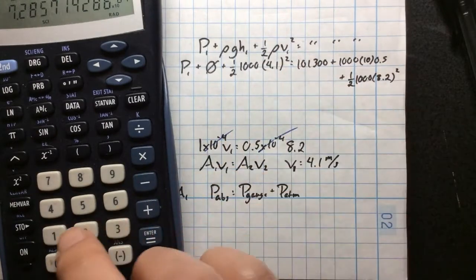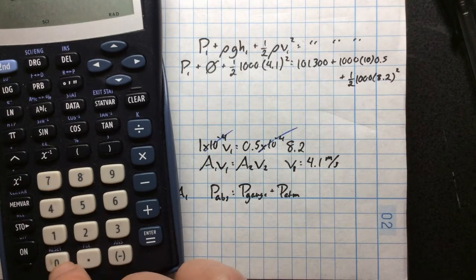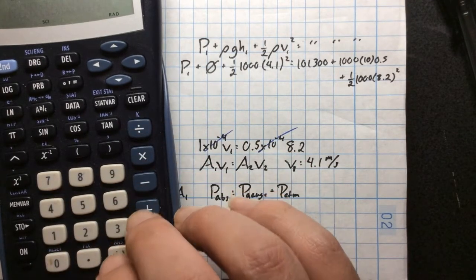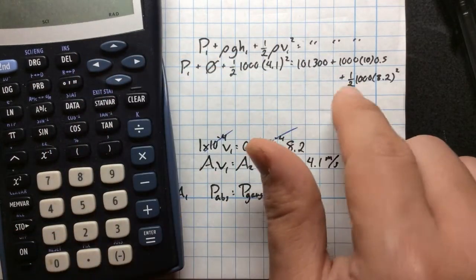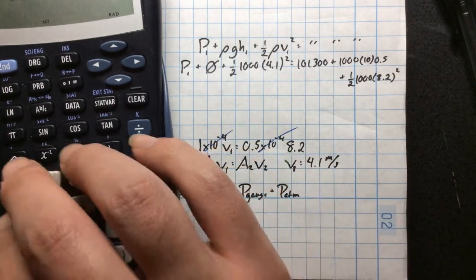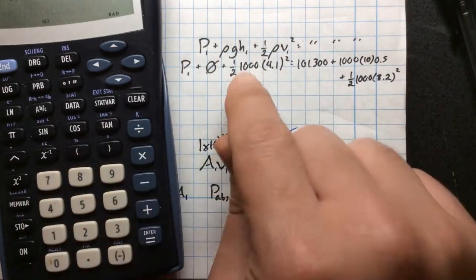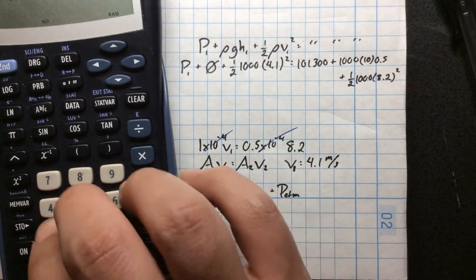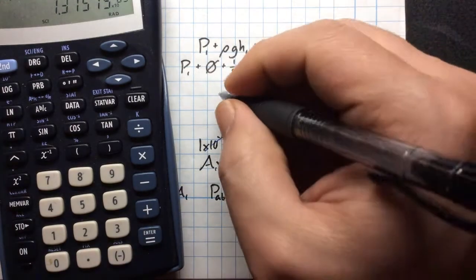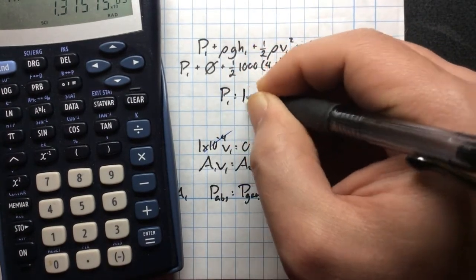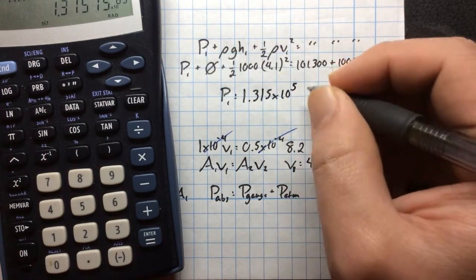I'm going to do the right side totaled up, 101,300 plus 1,000 with another 0, and we're going to half that. And we're going to add in, not divided by 0.5, but times 0.5. And we're going to add in half of 1,000, which is going to be 500 times 8.2 squared. And we'll subtract the stuff there, so that's going to be 500 times 4.1 squared. And let's see what we get. So the pressure, P1, is going to be 1.315 times 10 to the 5th power.